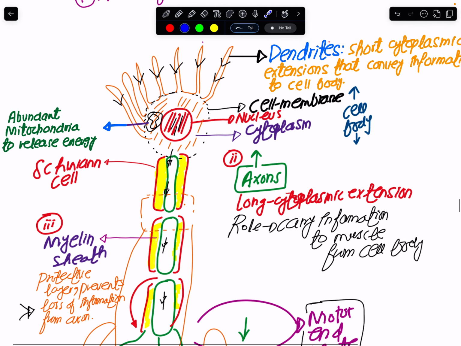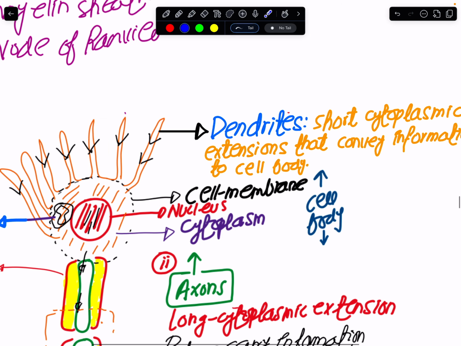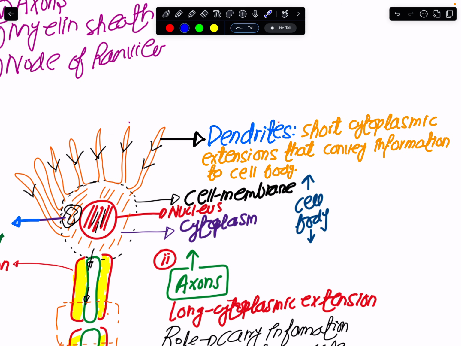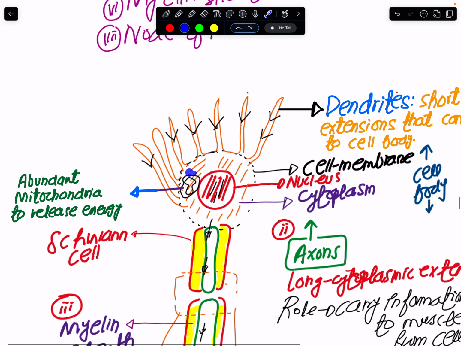Now the examiner is very much interested to know whether the student is able to relate any structure of the motor neuron to its function. So for the dendrites, you must know that they have short cytoplasmic extensions, and the function they render is carrying the information to the cell body. The other point is that in the motor neuron we have abundant mitochondria, and they release energy, which is important for the transmission of information carried in the motor neuron, or any other neuron, in the form of an electrical impulse.